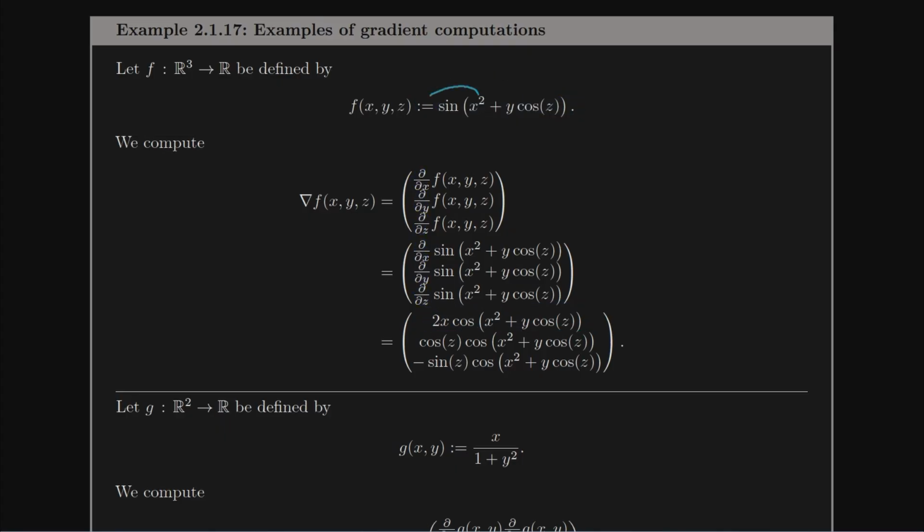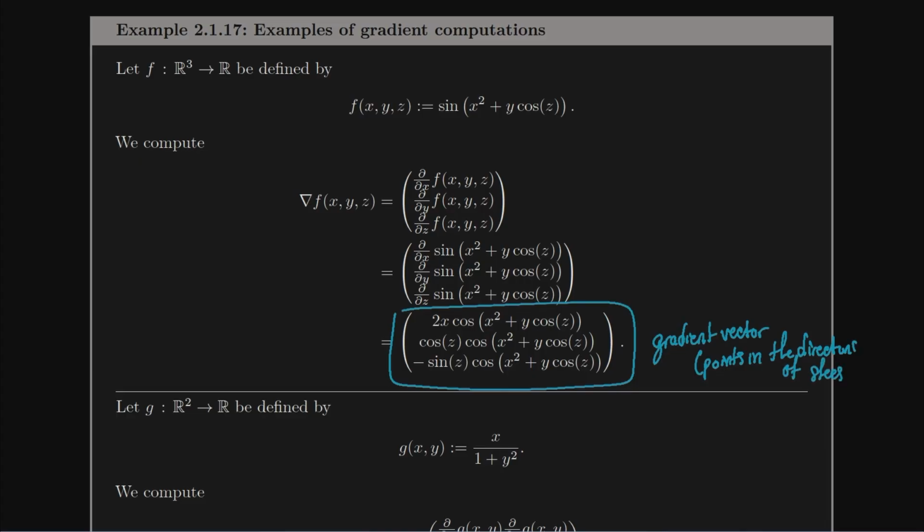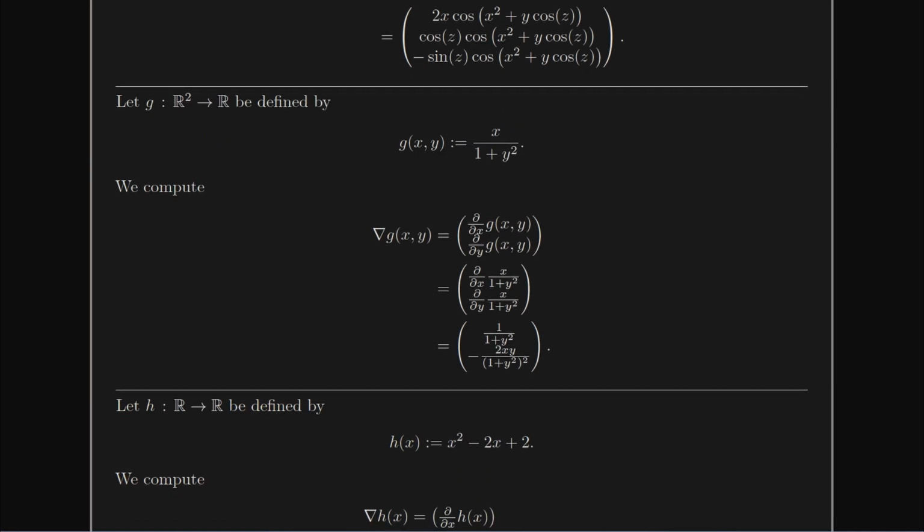I'm going to take partial y of this, which happens to be cosine z times cosine of x squared plus y cosine z, or I'll take the partial derivative in z direction of this, which happens to be negative sine z times cosine of x squared plus y cosine z. And so you just get this nice big vector out of the gradient, right? So we call this the gradient vector. And I can't stress this enough, points in the direction of steepest ascent.